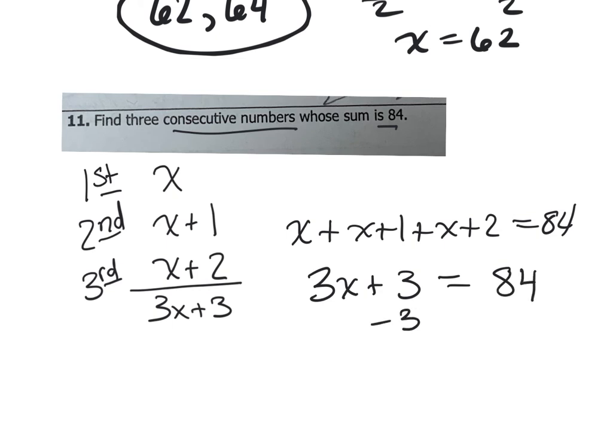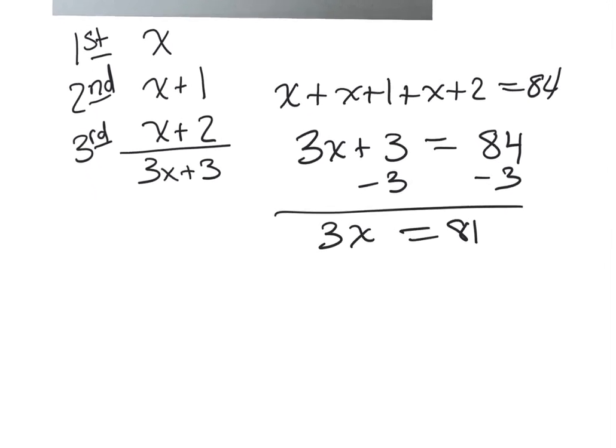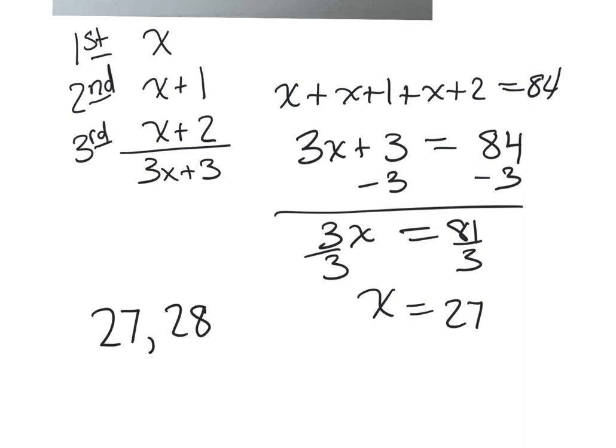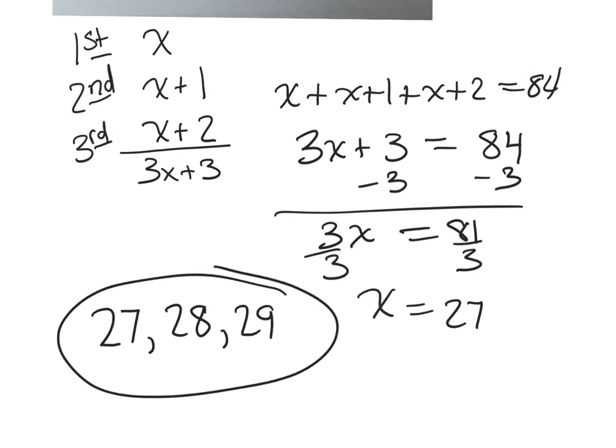Subtract 3. 81. So 3x equals 81. So what's 81 divided by 3? 27. So x equals 27. So 27 is your first number. Then what's your next number? 28 and 29. When I add up these three, do I get 84? Yeah, so you can always double check your work.